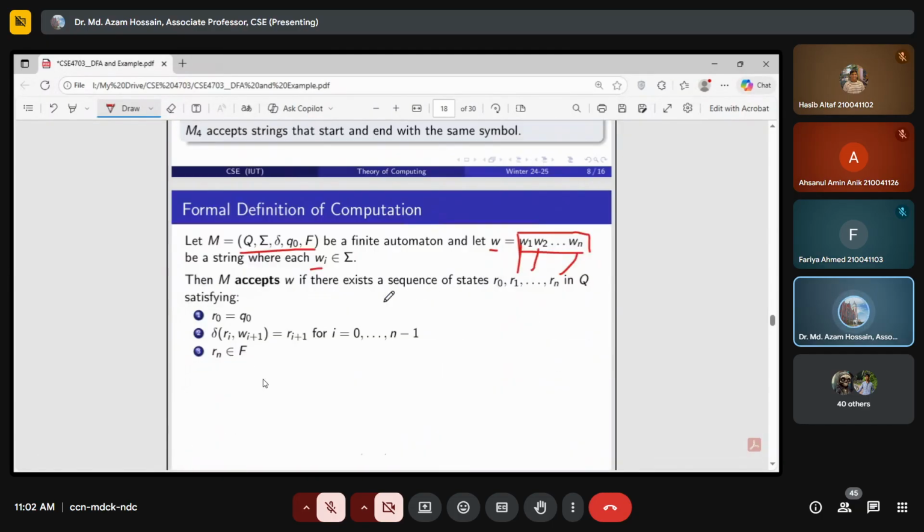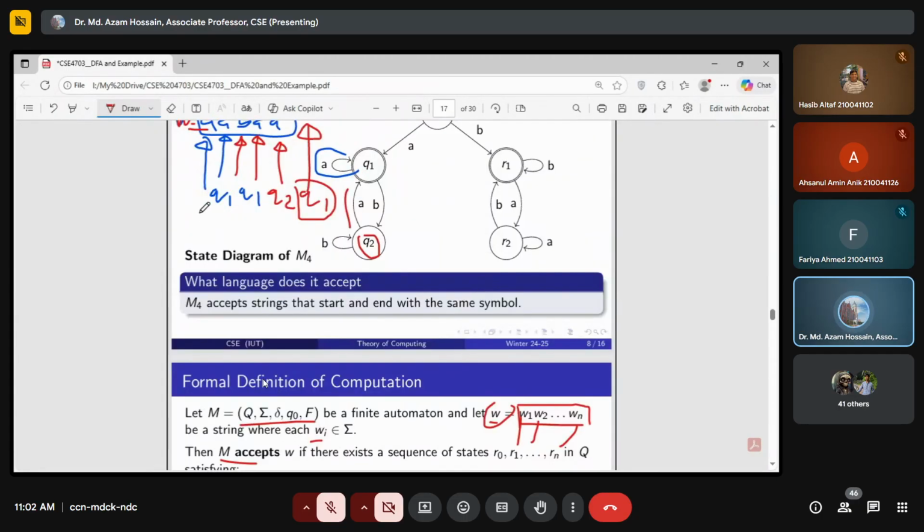So that is the formal definition we try to understand. I believe with the example it will be clear. Then M accepts W means this string will be accepted if there exists a sequence of states. You can see there exists a sequence of states.